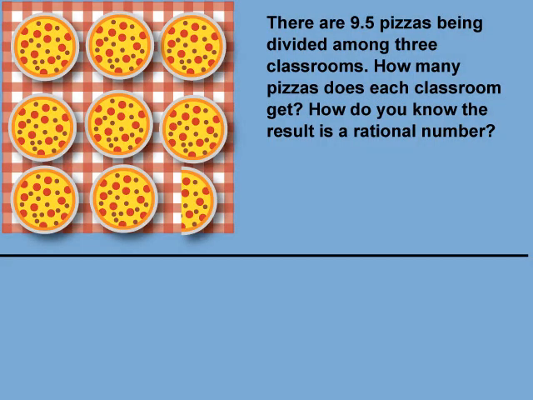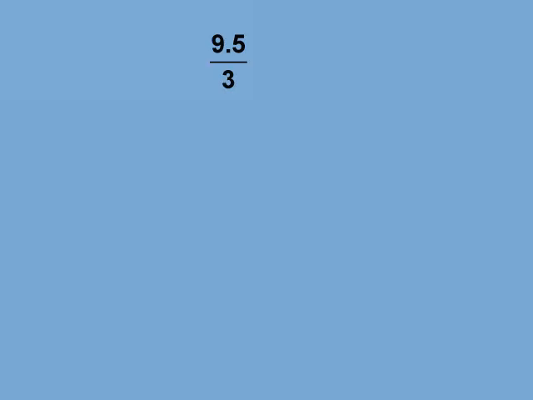There are 9.5 pizzas being divided among 3 classrooms. How many pizzas does each classroom get? How do you know the result is a rational number? Here is the division expression for finding the fraction of a pizza each classroom gets. Notice that the numerator is a decimal, not an integer. This expression doesn't look like a rational number, yet it is.